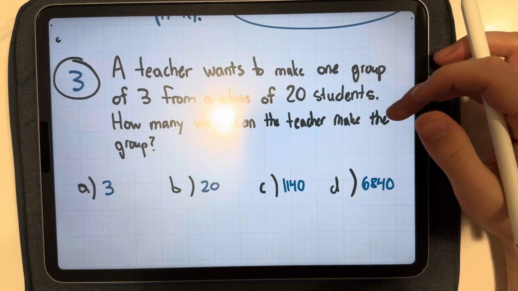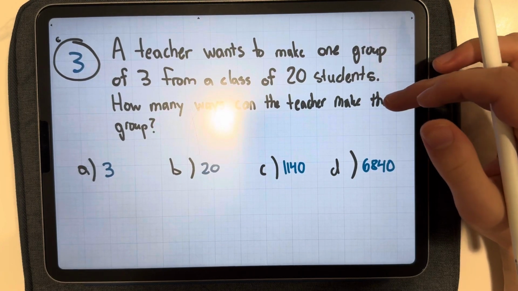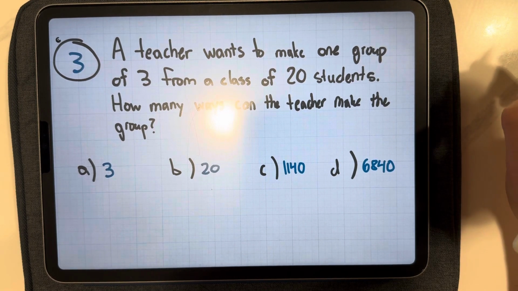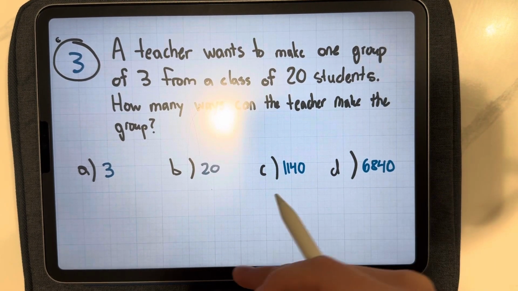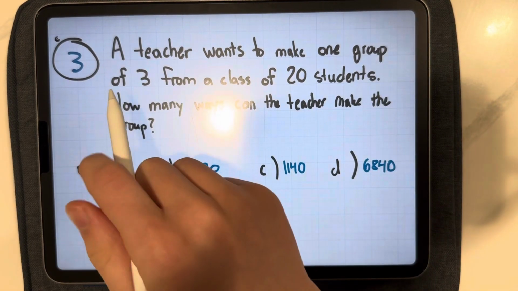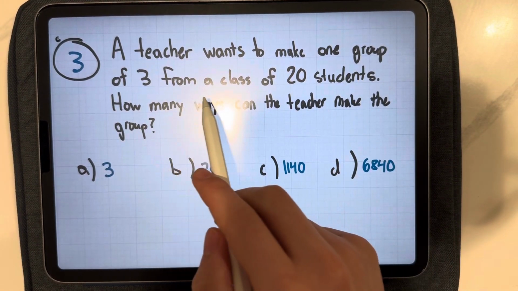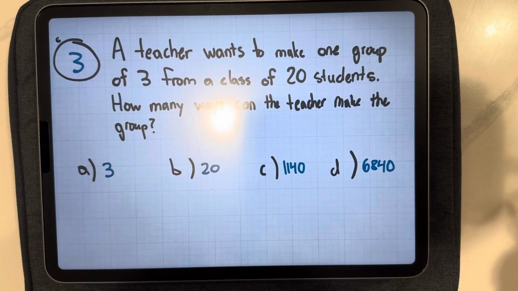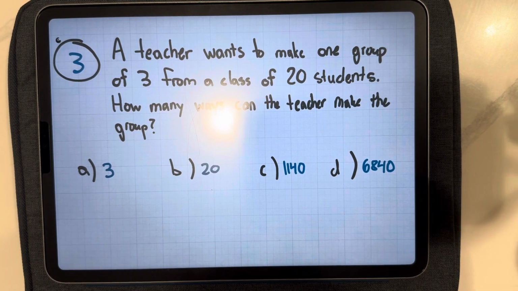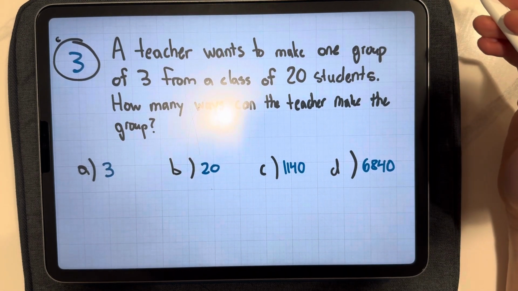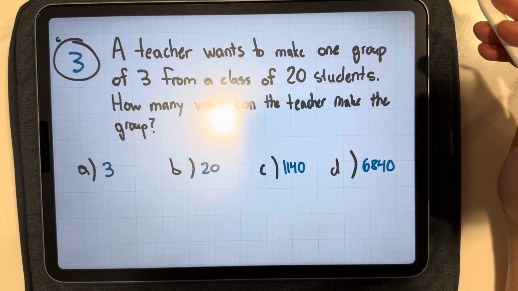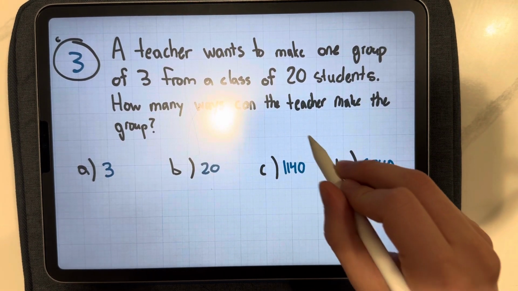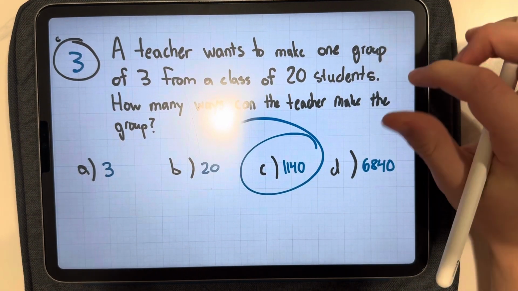Lastly, let's do 3. This is going to combine all of our knowledge from before, and you're going to try to calculate the number of ways that you can count this. So the question is, a teacher wants to make one group of 3 from a class of 20 students. How many ways can the teacher make a group? So I would pause and maybe get a paper and pencil to do this, because you can't really do this in your head. And the answer is going to be C, 1,140.